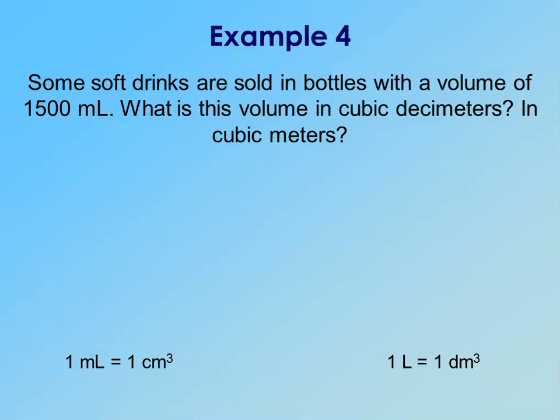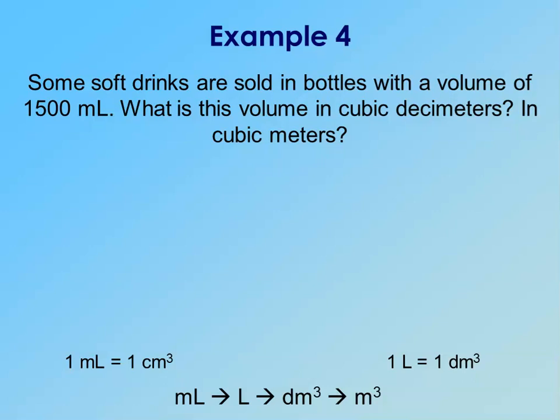If I'm starting with 1500 milliliters and I want to get to cubic decimeters or cubic meters, okay, then I need to find a way to relate them to one of those two units. And if I look at the bottom, I see that decimeters cubed, one of the ones I'm looking for, is related to liters. So I could use milliliters to help me get liters using my metric chart, and then I could use liters to get decimeters cubed. Once I do that, I can follow what I did in example 3 and convert decimeters cubed into meters cubed.